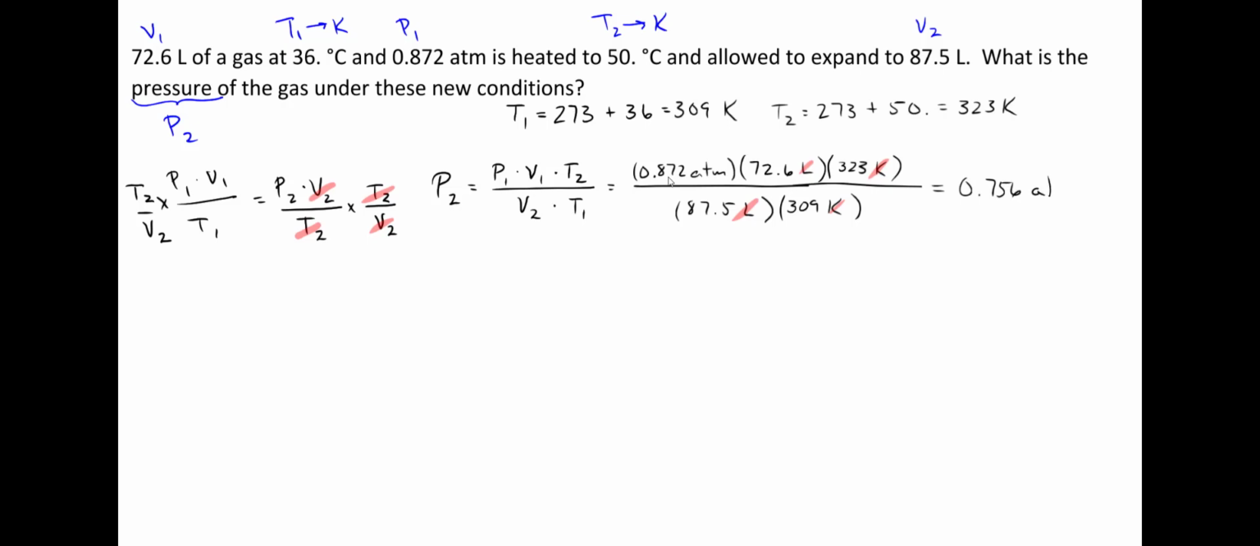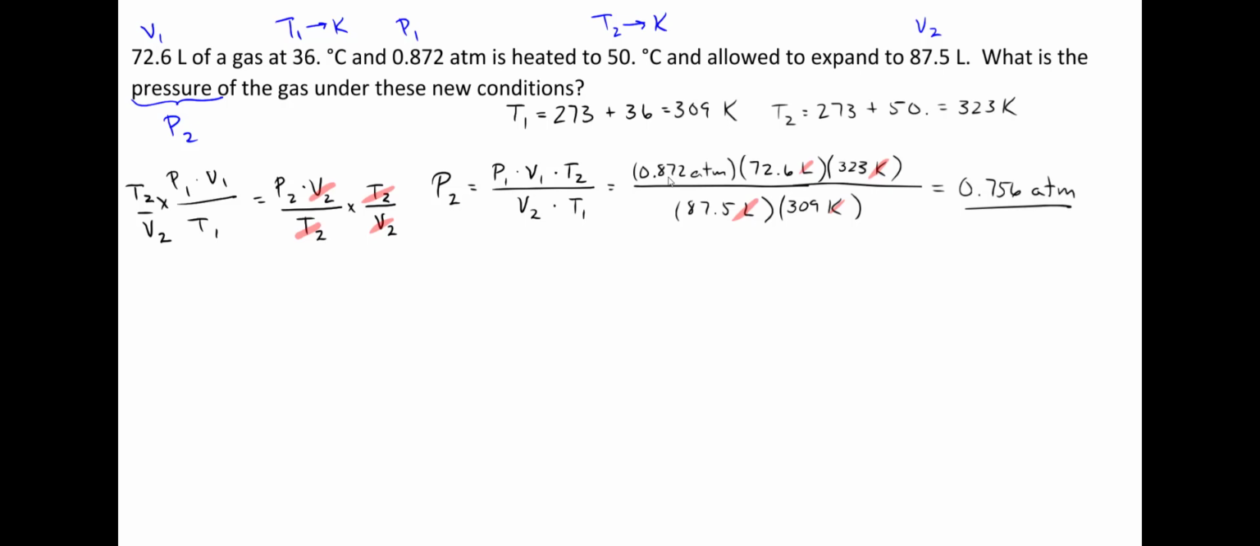And the unit is atmospheres. Something very important to notice about problems involving the combined gas law. There are always going to be duplicates in the type of measurements. So we have here two different volumes. We also have two different temperatures.